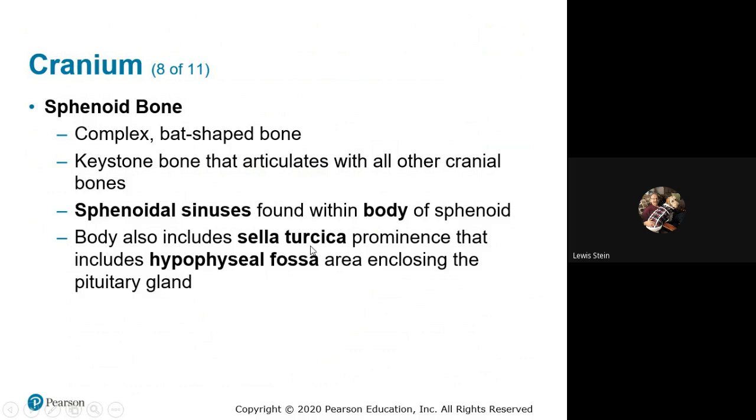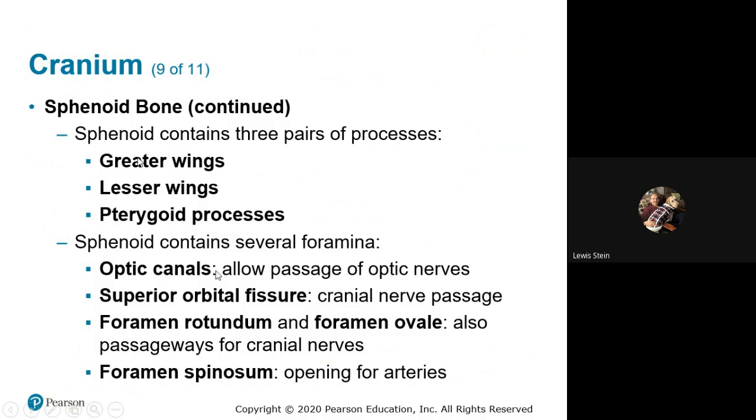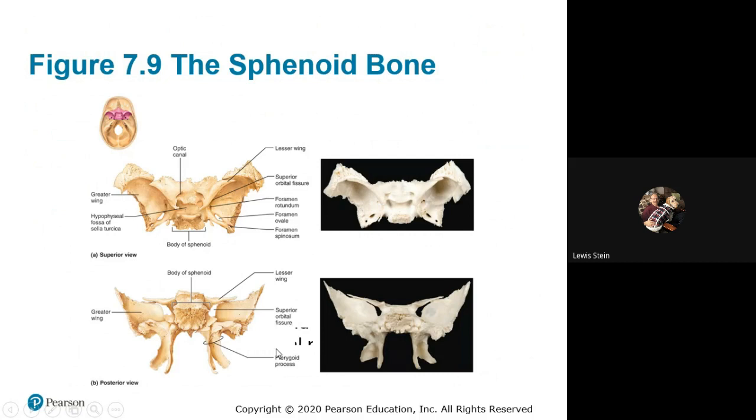Sella turcica and the hypophyseal, that's a fancy name for the pituitary. The wings and the pterygoid processes, superior fissure, the canals, the rotundum, the ovale, and the spinosum. So they're all important structures. I have those all in the handout.